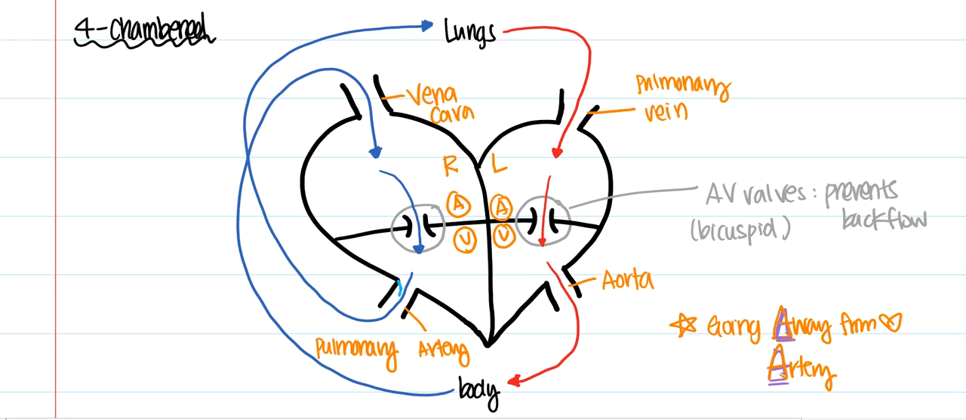There's one more thing that we need to go through. There is actually another valve right here where the pulmonary artery is and the aorta is. Again, that is just to prevent backflow. These are called the tricuspid valves. This is going to prevent backflow of blood going back into the heart when it's supposed to be squeezed out and go to the rest of the body. Good?